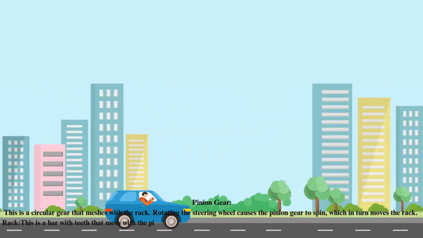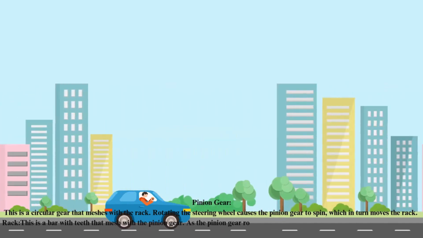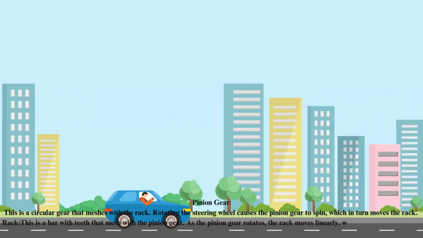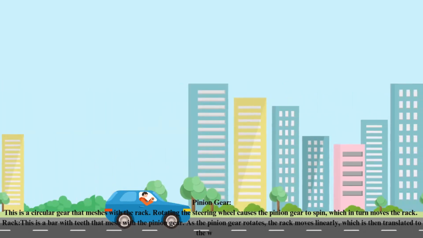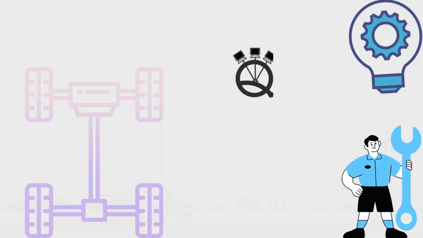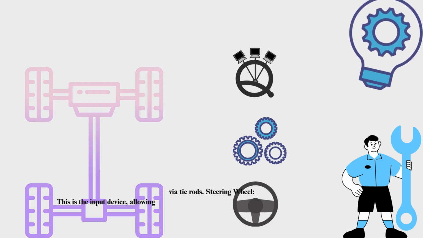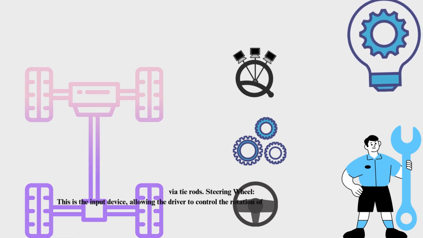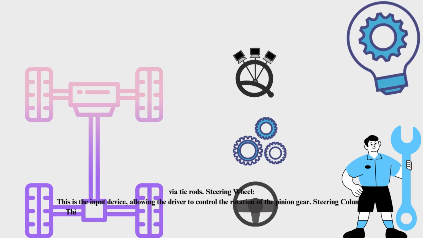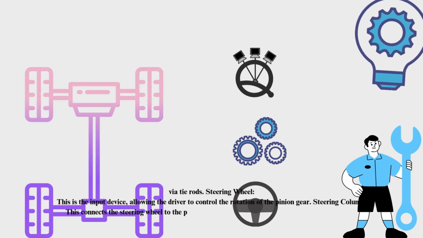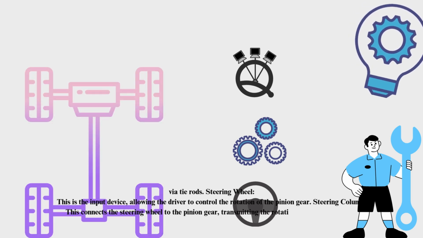Rack. This is a bar with teeth that mesh with the pinion gear. As the pinion gear rotates, the rack moves linearly, which is then translated to the wheels via tie rods. Steering wheel. This is the input device, allowing the driver to control the rotation of the pinion gear. Steering column. This connects the steering wheel to the pinion gear, transmitting the rotational motion.